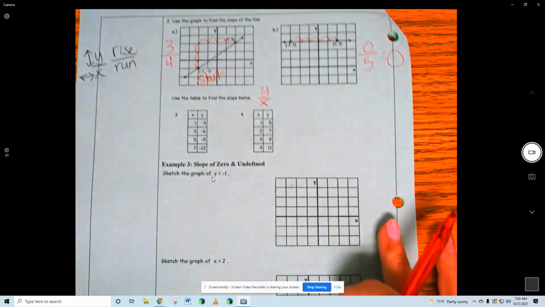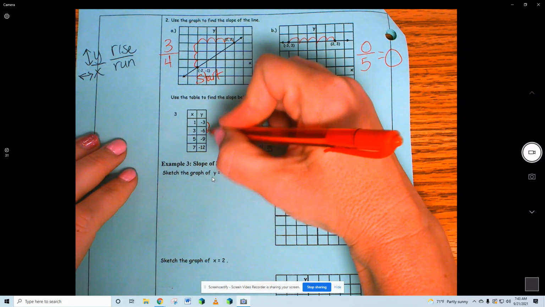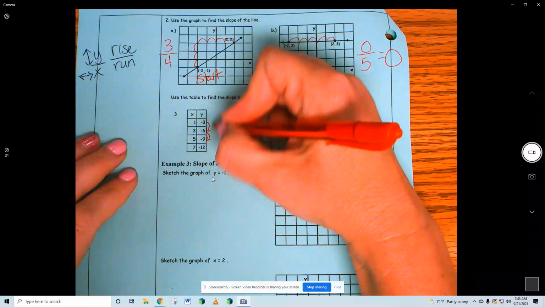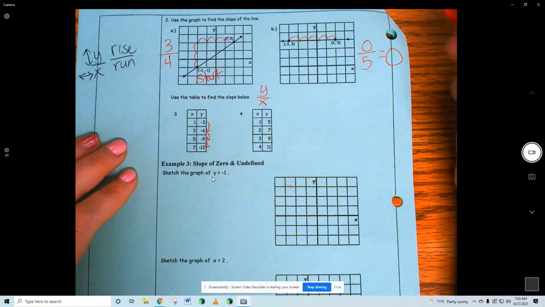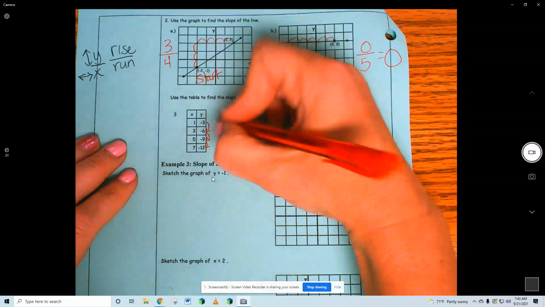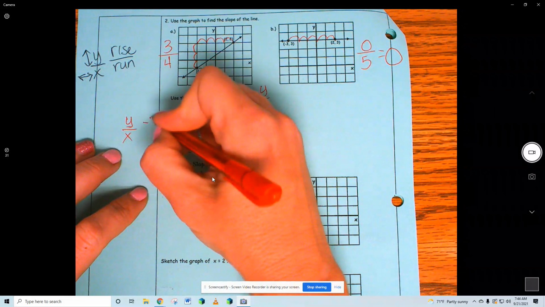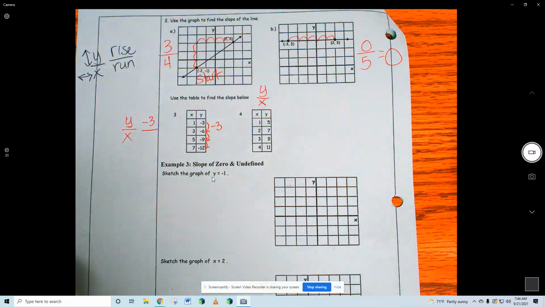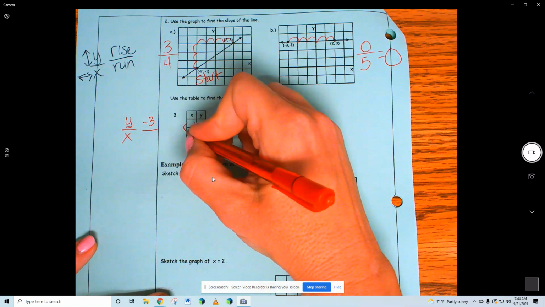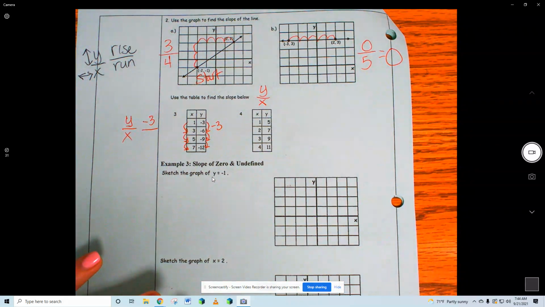Well, if I look at a table of values, number 3, how are my y's changing? What's happening here? Adding 3 or subtracting 3? Negative 3, negative 6, negative 9, negative 12. I'm subtracting 3. So my y value is subtracting 3. What's happening to my x? 1 to 3, 3 to 5, 5 to 7. What's happening to x? Adding 2.